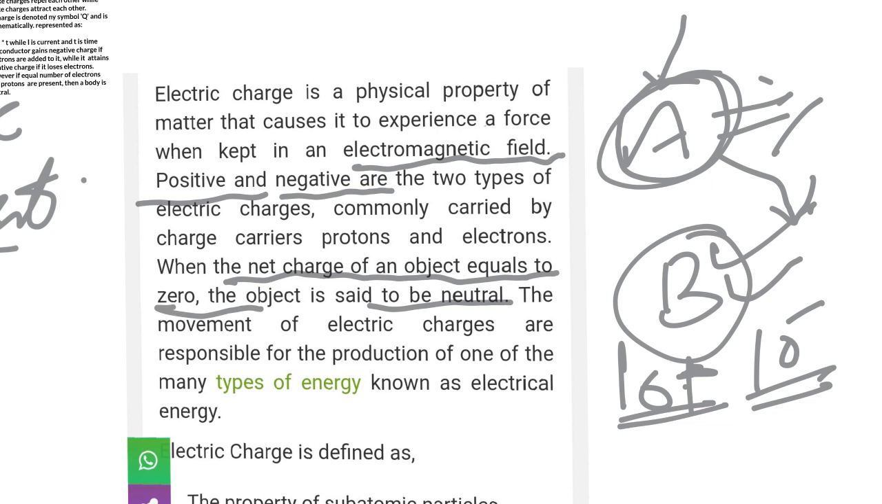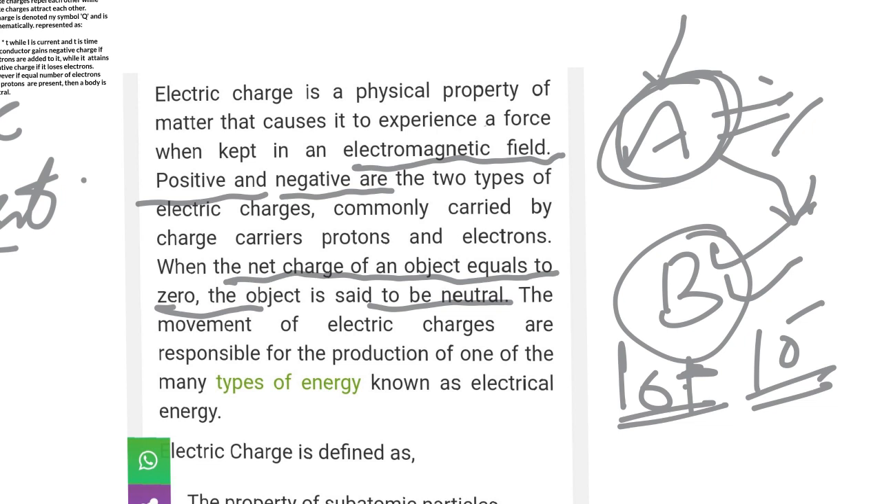Okay, this electric charge is because of the virtue of electrons and protons. Protons have got the positive charge and electrons have got the negative charge. Whenever a body gains electrons, it will become negatively charged because the electron has negative charge. And whenever a body loses electrons, it will become positively charged. Okay, so this is the concept of the charge.